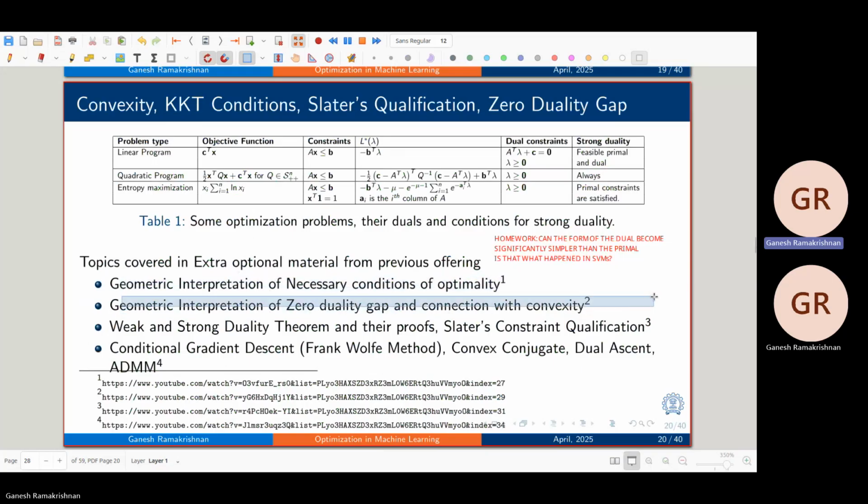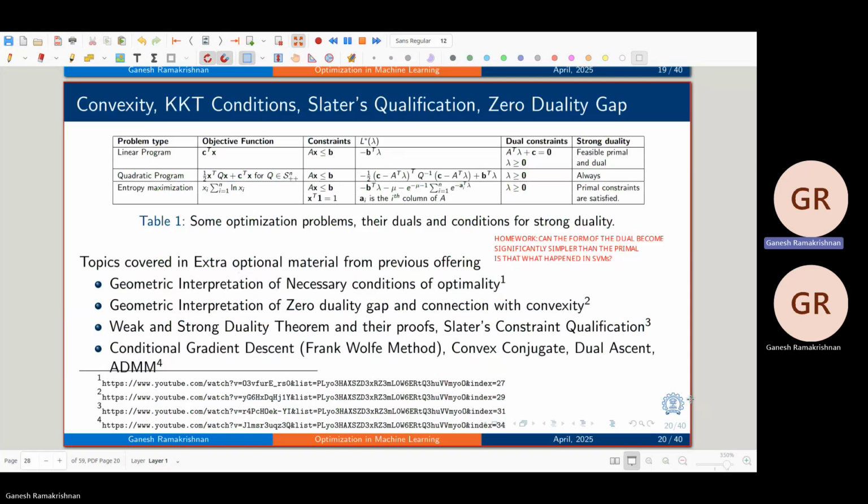Geometric interpretation of zero duality gap and connection with convexity. I go through a lot more details. In fact, not only that, I do proofs as well. I go through Slater's constraint qualification, weak and strong duality theorems and their proofs. Once you get a hang of this entire primal-dual understanding, there are so many things you can do.